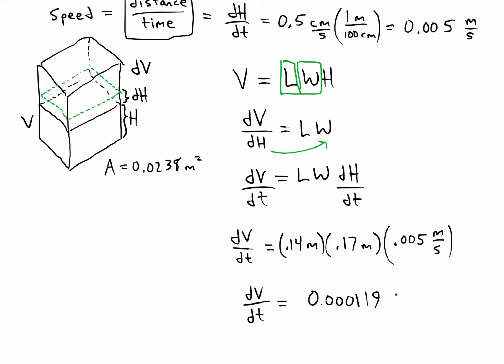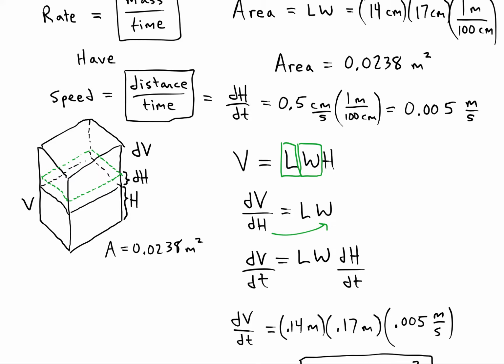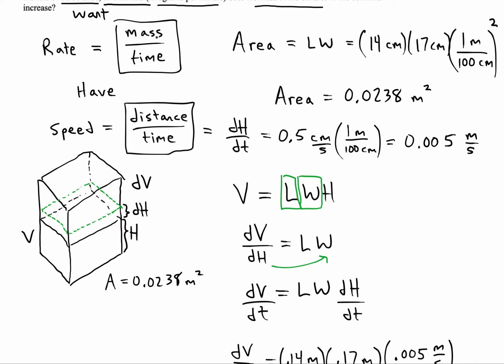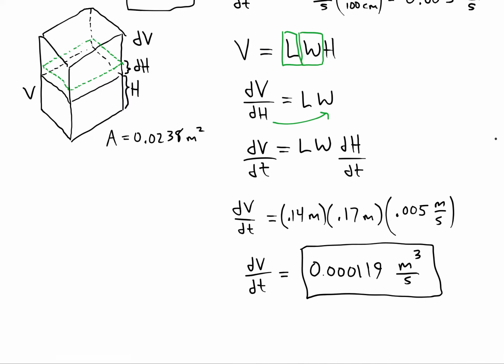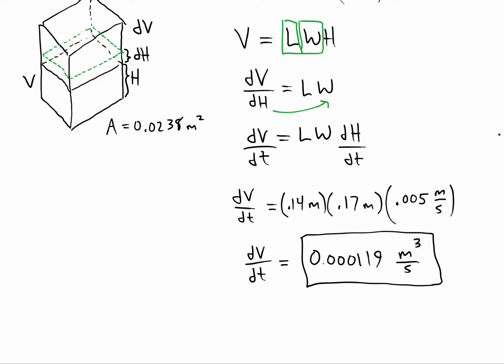Okay, so that's going to be meters cubed per second. Units work out nicely. But it isn't exactly what they're looking for just yet, because they did say that they were looking for mass per time, not volume per time, right? So we want to use a physics concept called density.